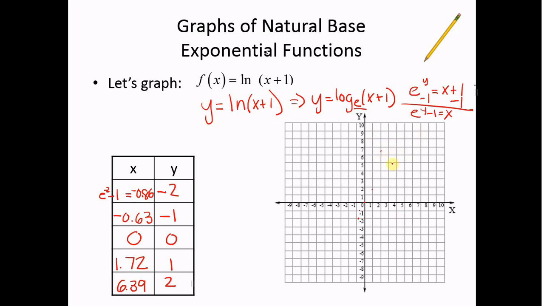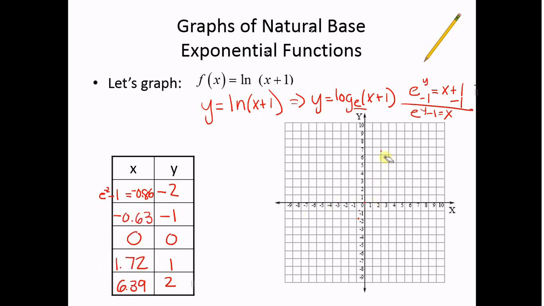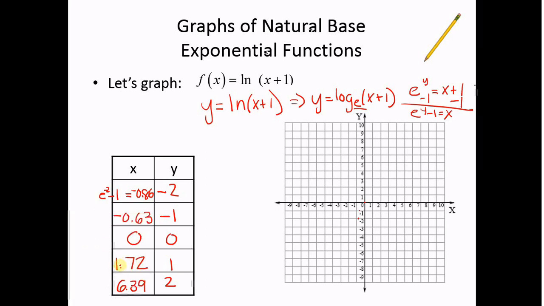So now, hold on. I messed up. I started looking at my x's and my y's. So what x is 1.72? So that was 1.72, so I'll be right there. There we go. 6.39 up to 2. There we go. Now we got a function that looks correct. Almost messed up on camera.